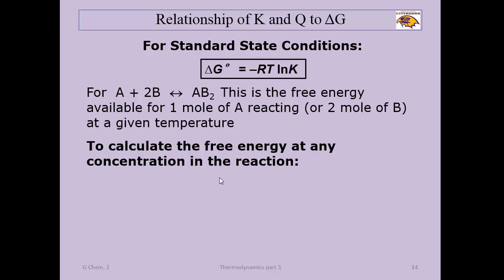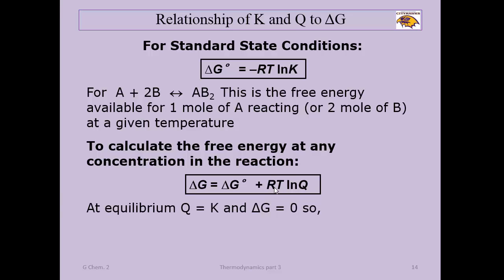Now if you need to calculate the free energy at any concentration in the reaction, as the reaction goes on, remember we've learned in the past, equilibrium can be adjusted from standard conditions to any concentrations by using this concept of Q, which is the concentrations at any time. So once again, this looks very similar, but you do a little adjustment. You start with a standard state free energy, and then you make an adjustment, RT log of Q. And I want to remind you that in this case, R is 8.314 joules per K mole. So at equilibrium, Q equals K and delta G equals 0.